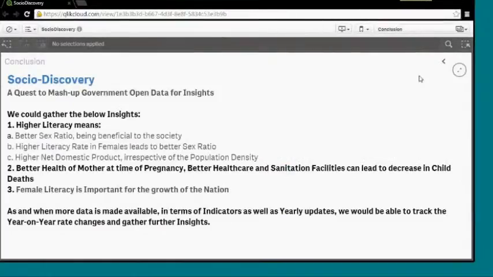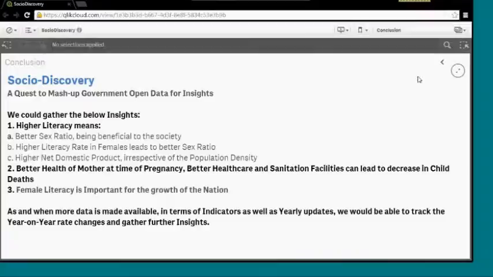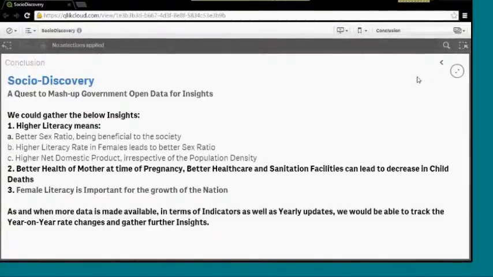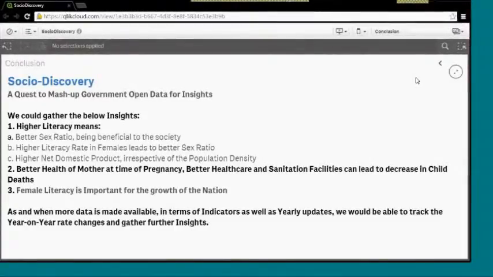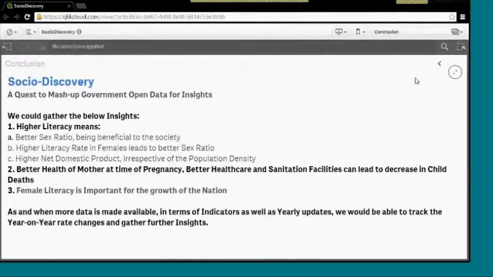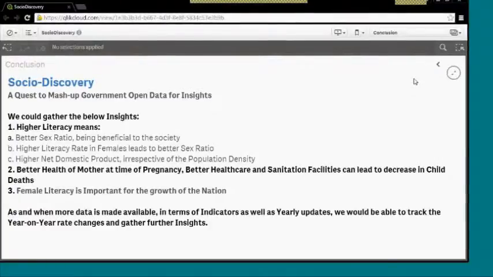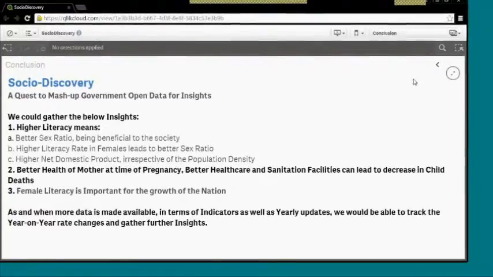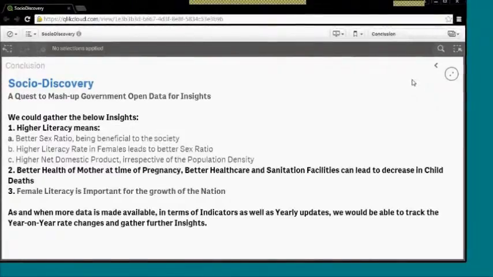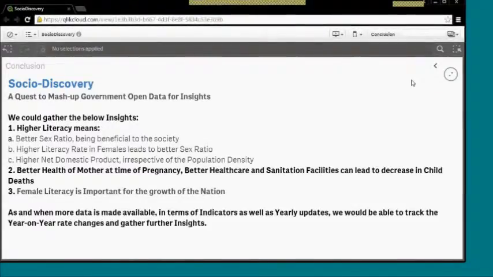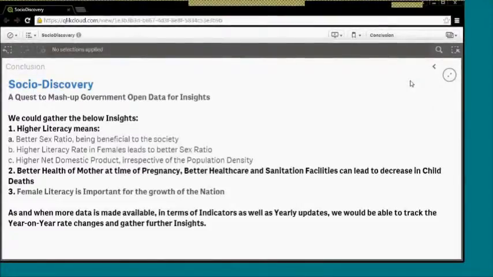So that's all, and finally we conclude this demonstration with a bit of insights that we have gathered. Number 1, high literacy means we have better sex ratio, which is beneficial to the society. High literacy rate in females leads to better sex ratio. Higher net domestic product, irrespective of the population density, is achieved because of high literacy. Next, we understand that better health of mother at time of pregnancy, better health care, and sanitation facilities can lead to decrease in child death. And lastly, obviously, which everyone knows, female literacy is very important for the growth of the nation. Thank you.